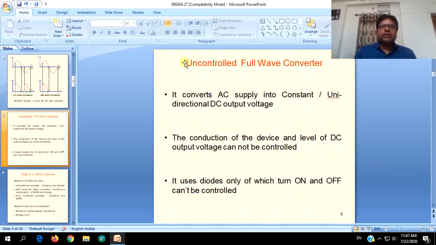So what does an uncontrolled full wave converter do? Uncontrolled means it consists of only diodes, may it be center tap transformer or bridge type. It converts AC supply into constant or unidirectional DC output voltage. Obviously, when you consider single phase AC sources, the AC supply is variable, and particularly it is a sinusoid. That is what we are going to discuss, the sinusoidal input voltage.